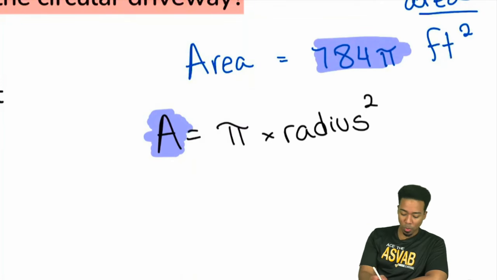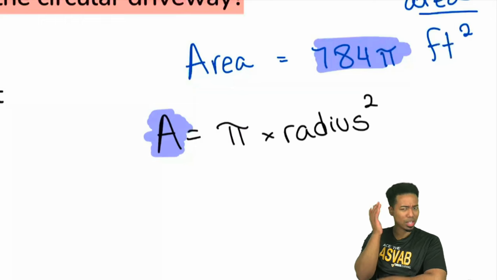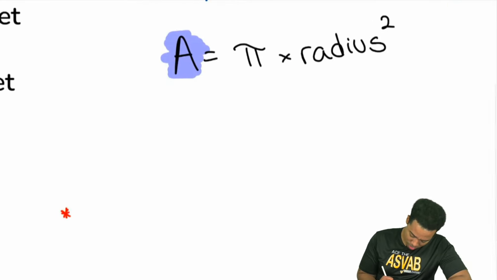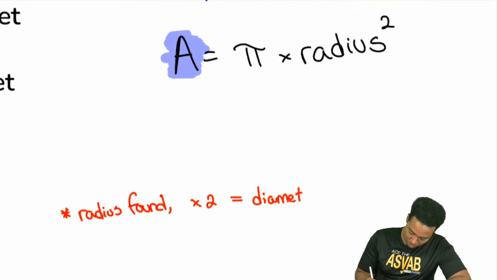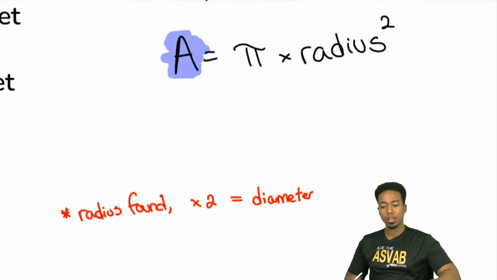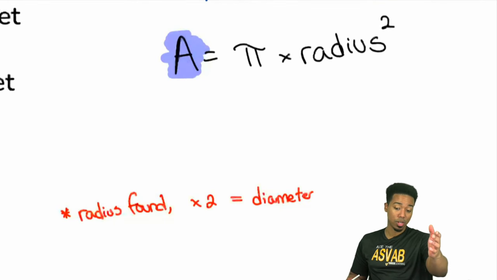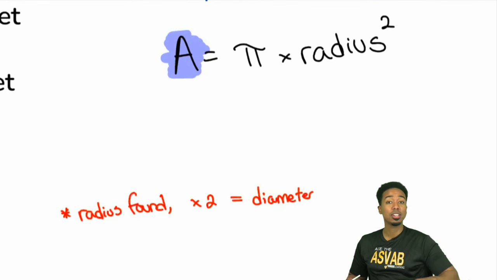So we have to take a note of that, a mental note at the very least. But I'm going to say right here, found radius, multiply by 2 to get the diameter. Make that little mental note for yourself. And again, for about the 22, 23 people that have already admitted that you got it, thank you for being honest.